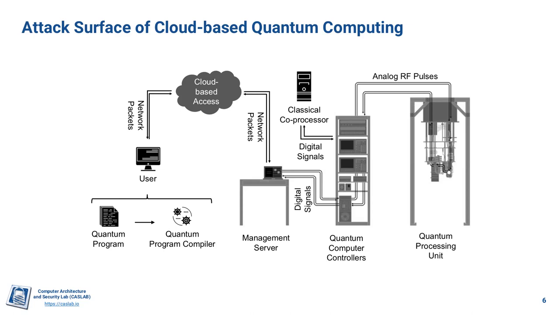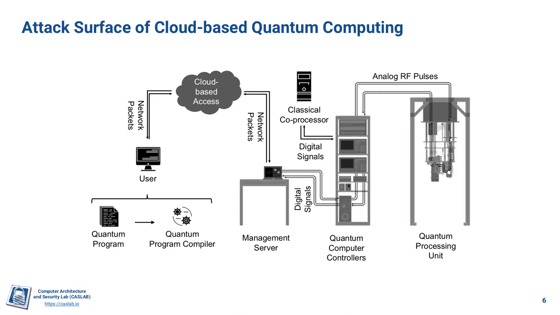And then on the cloud, a quantum computing cloud provider typically has three main parts. They have some classical server, the management server that dispatches the jobs to the quantum computers. Then there are the quantum computer controllers. Quantum computers require a lot of classical support logic in terms of signal generators, mixers, and nowadays also FPGAs. So there's a whole rack of quantum computer controllers. And then finally, you have the QPU, or the quantum processing unit, where the computation is actually performed.